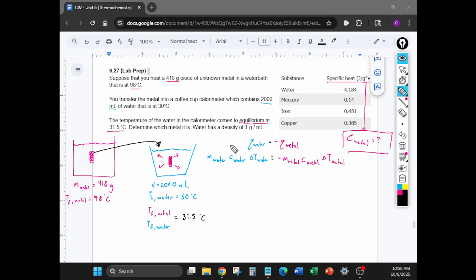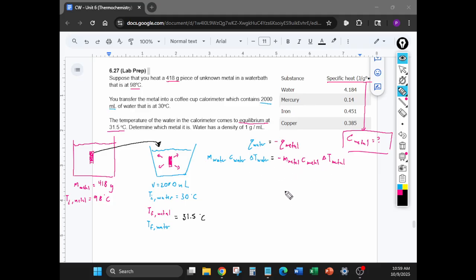So let's talk about this first. We just said the energy the water absorbs is equal to the amount of energy the metal loses. So we used Q equals mcΔT, and we expanded it on both sides of the equal sign: mass, specific heat, and temperature change of the water is equal to negative mass, specific heat, and temperature change of the metal. Okay, so this is the equation we just had.